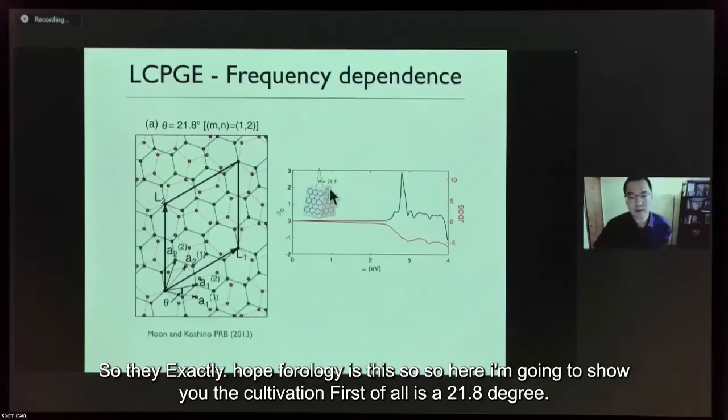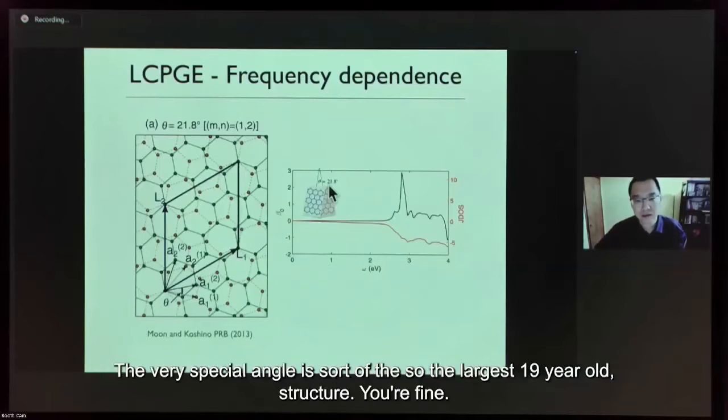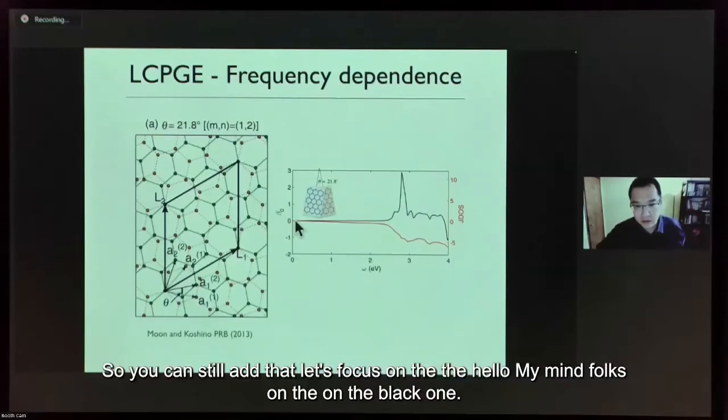And so for people working in the field, this is a very special angle. It's sort of the largest non-trivial commensurate Moiré structure you can find. So you can see that, let's focus on the red line, focus on the black one.